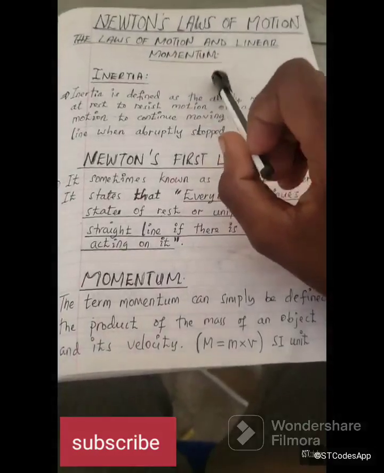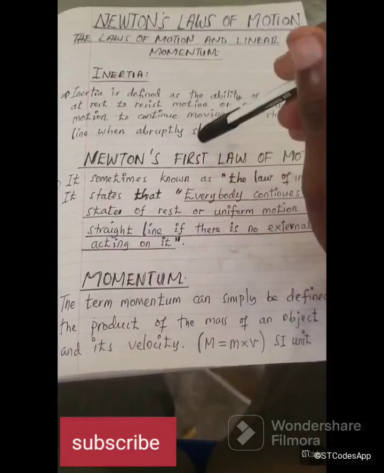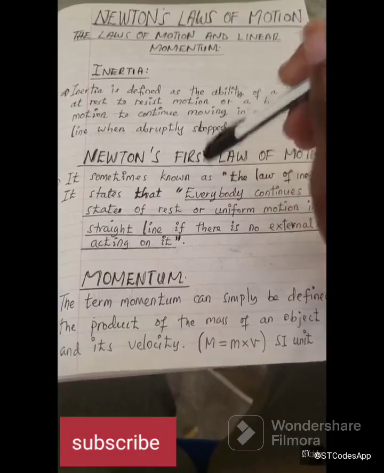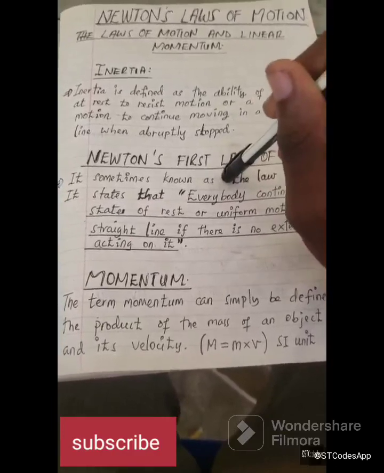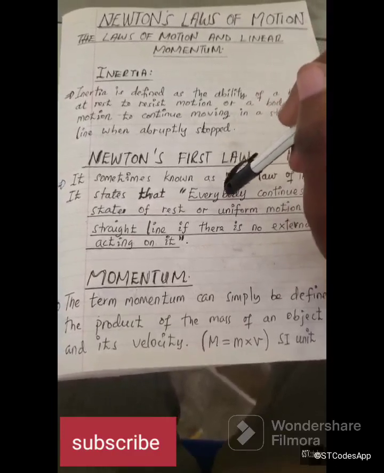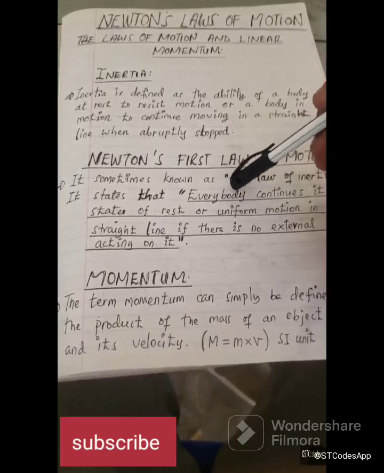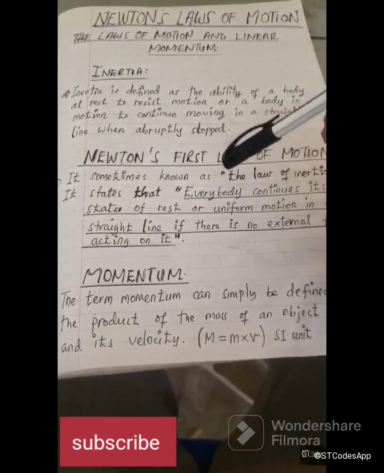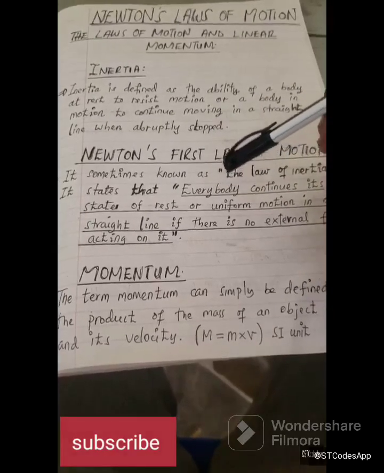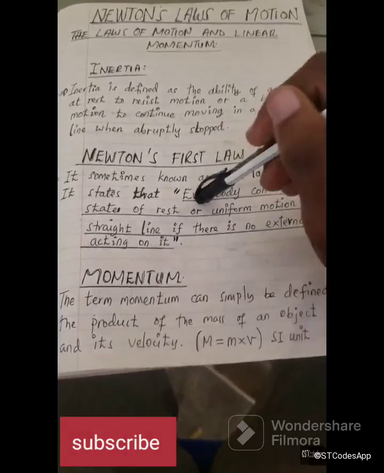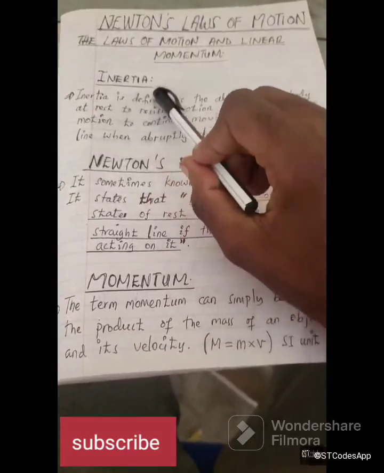As we know, there are three Newton's laws of motion: the first law, the second law, and the third law. But in order to understand these laws well, there are some basic terms that we must be aware of. Among those terms is what is called inertia.